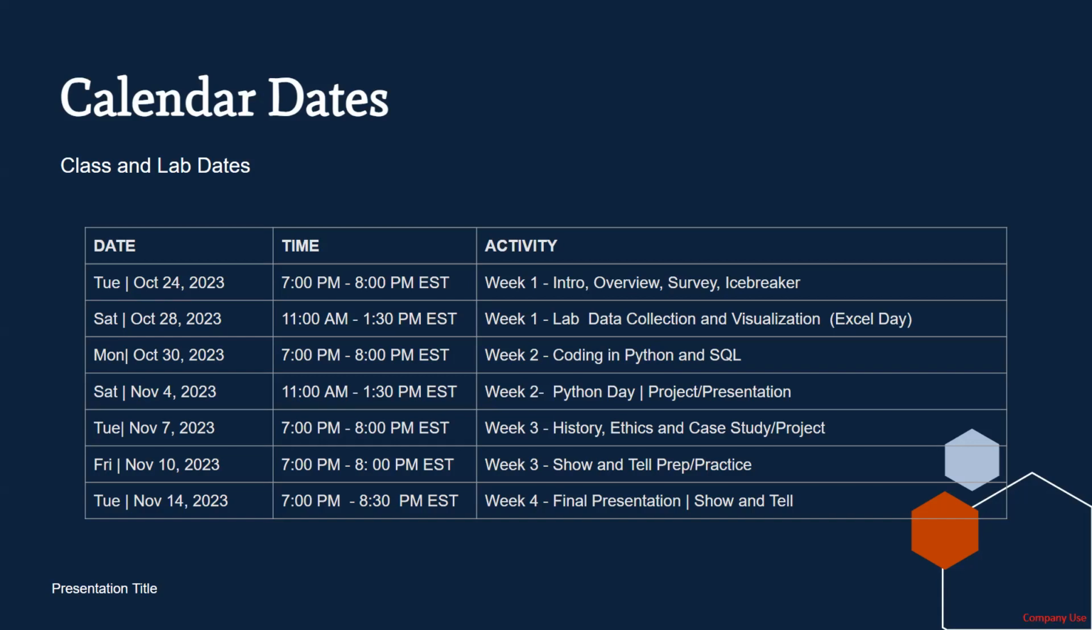And week 2, we'll focus on coding in Python. We'll talk a little bit about that tonight. And Saturday, November the 4th, is set aside for Python Day. Tuesday the 7th, we'll talk about history, ethics and a case study. And then Friday, November 10th, we had that set aside to practice for show and tell. So during our TRENDS camp last summer, we actually had projects, but since this is a mini version, we may not have time to do that.